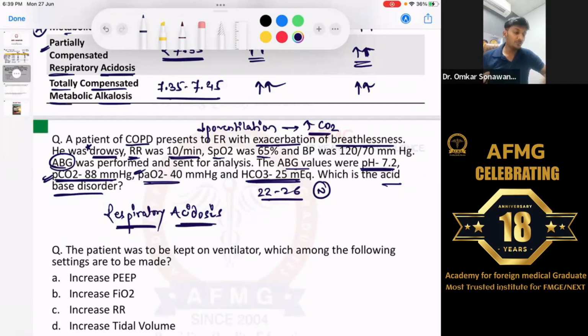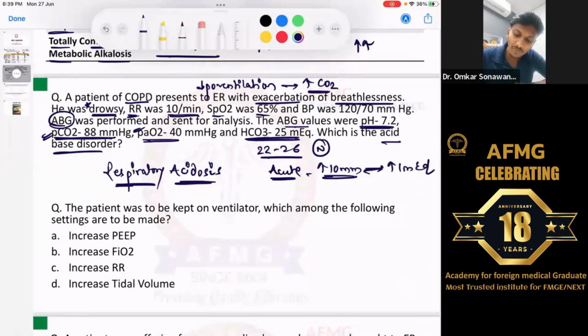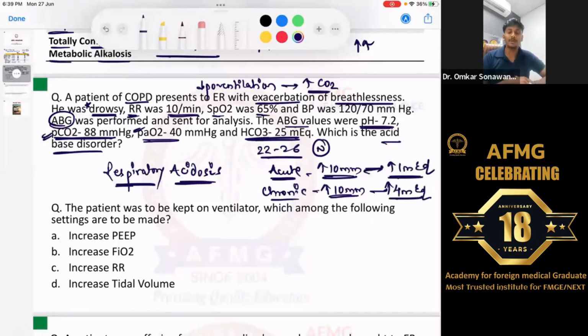No issues with this. If you need to remember, guys, please remember, usually if the patient is having respiratory acidosis, if it is acute respiratory acidosis, every 10 mm rise in the PCO2 values will increase the bicarbonate values by 1 milliequivalent per liter. Whereas in chronic conditions, in chronic respiratory acidosis, please remember every 10 mm rise in PCO2 values will increase the bicarbonates by 4 milliequivalents per liter.